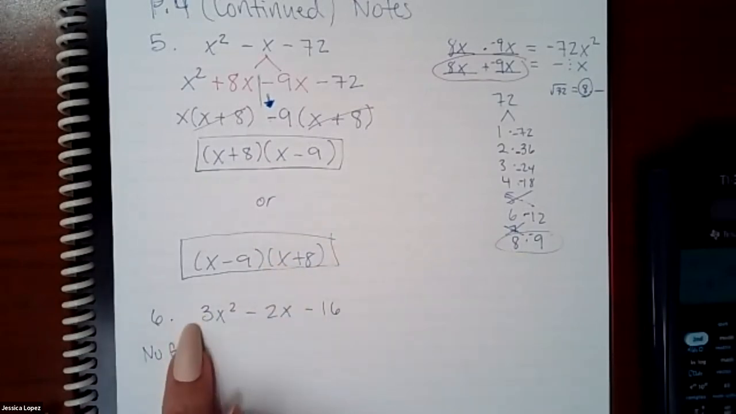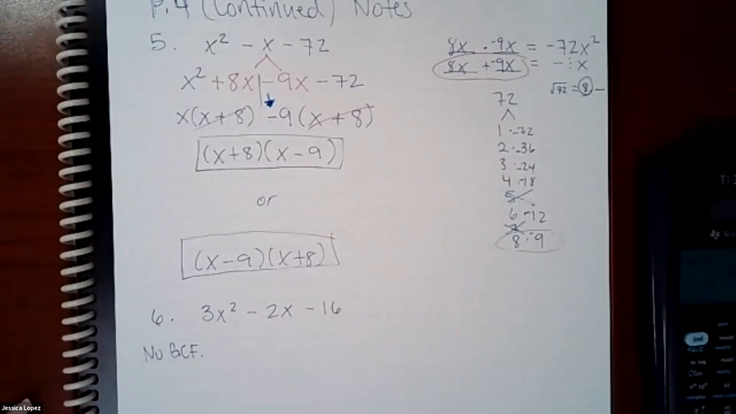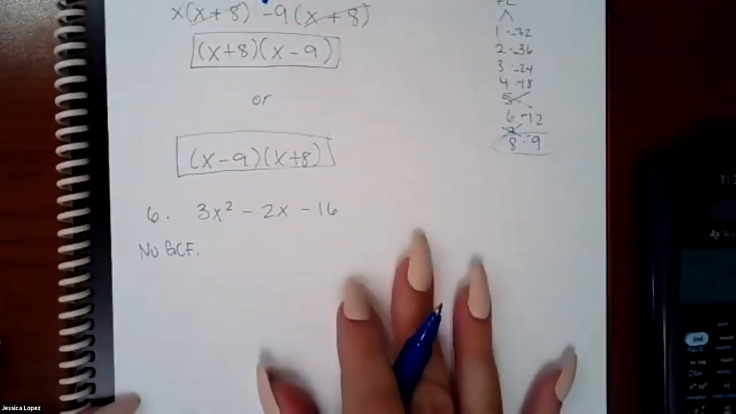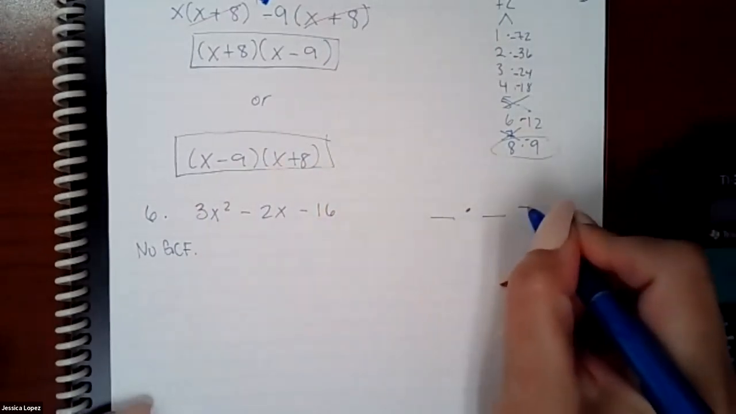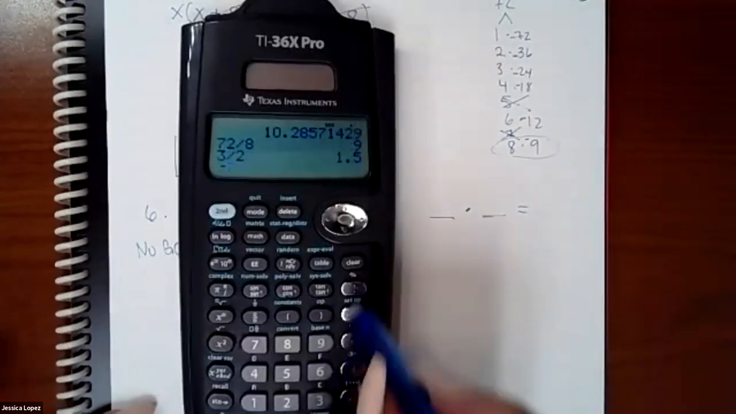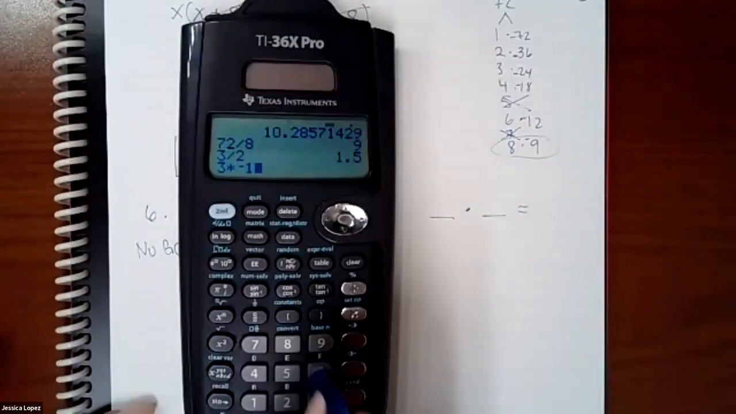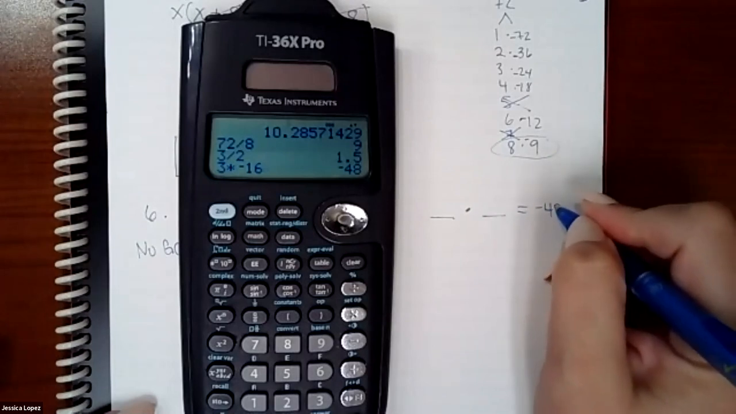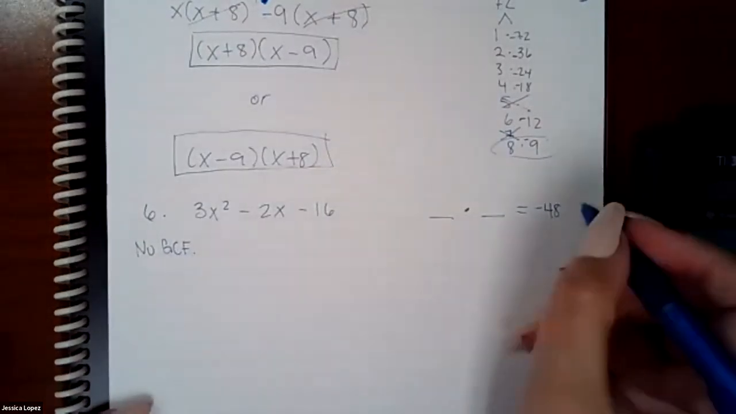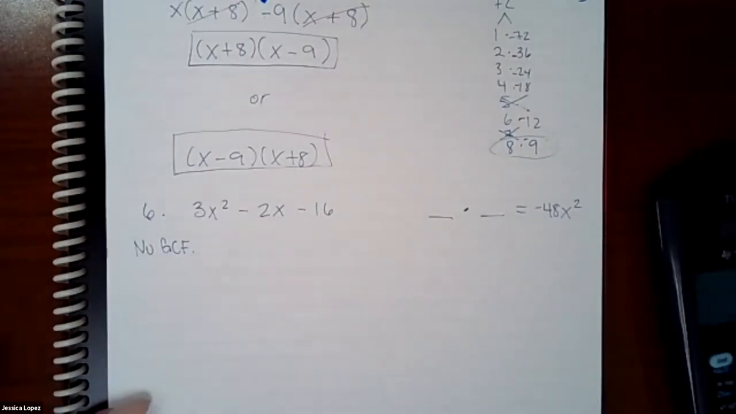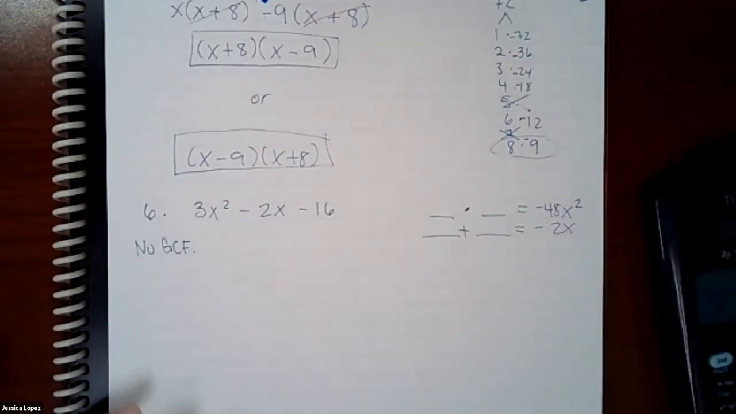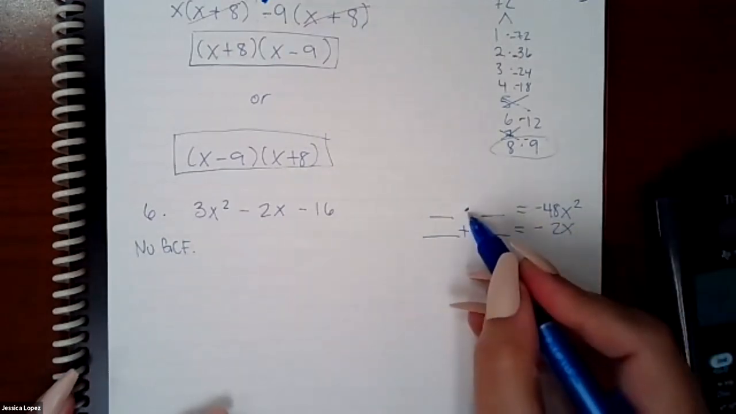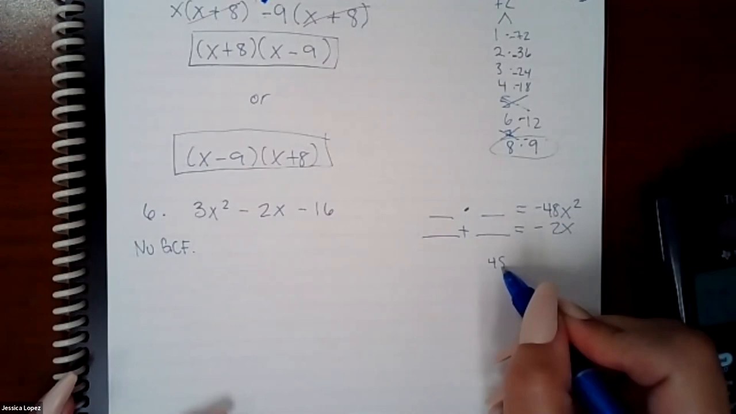This one, though, has a number in front, so I can't skip the whole grouping part. Okay. So I've got to go map it all out, right? A times C. What in the world is that? That is not one of the times tables I remember. So 3 times -16 is -48. And x squared with nothing means I'm going to get x squared. And then the middle guy is -2x. Okay, so we're going to break up the one with the times. That's the number that we're going to break up.